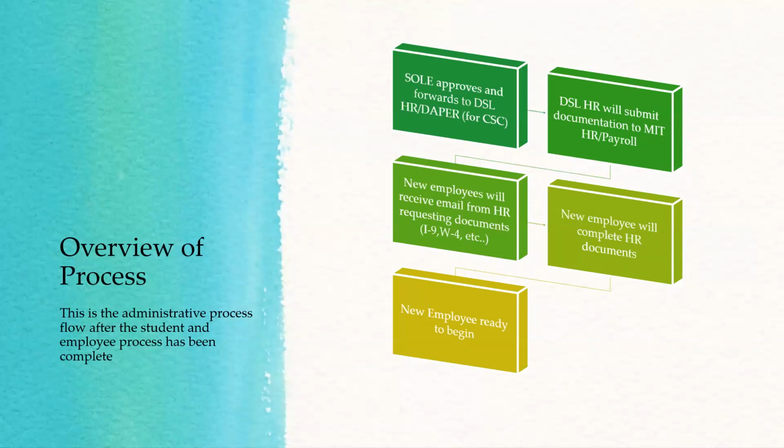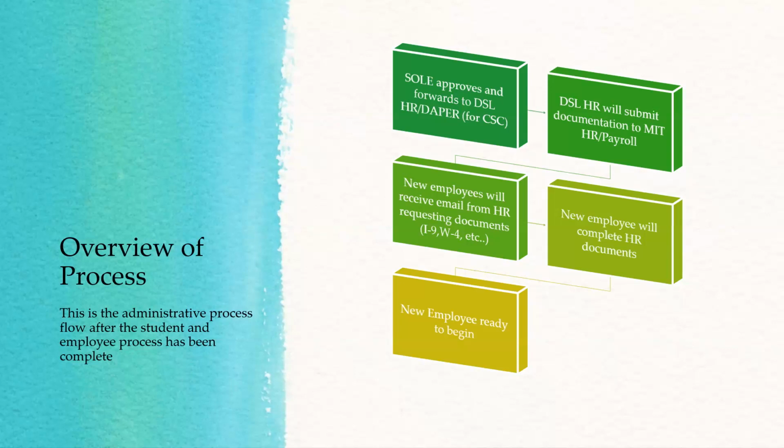After we review and approve, like I mentioned before, it passes through a few hands. So once we approve, we forward it to Division of Student Life HR. And for those sports clubs, it actually goes through DAPR and DSL HR. Once DSL HR gets it, they'll review, they will submit it to payroll.